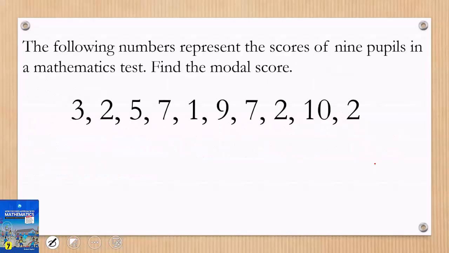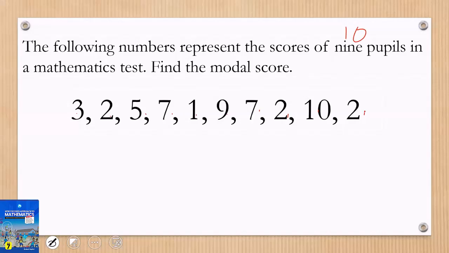Now let's take another example. Look at this one. The following numbers represent the scores of 10 people in a mathematics test. Find the modal score.